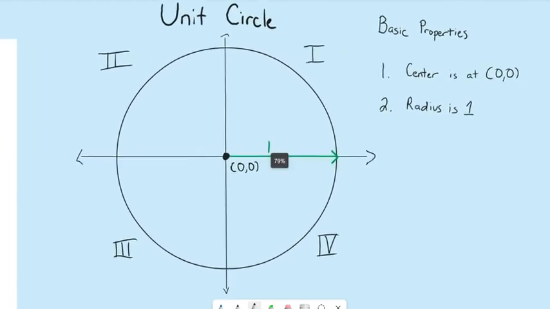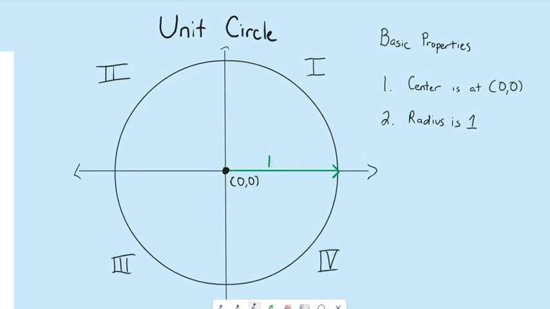We're going to get into more properties as we go a little further into this unit. But for now, we've got the center is going to be at 0, 0 of the coordinate plane. The radius is going to be at 1. So that means every point on this circle, no matter where it is, if it's here, if it's here, here in quadrant 3, down here in quadrant 4, it doesn't matter where it is, any point in that circle is going to be 1 unit away from the center at 0, 0.